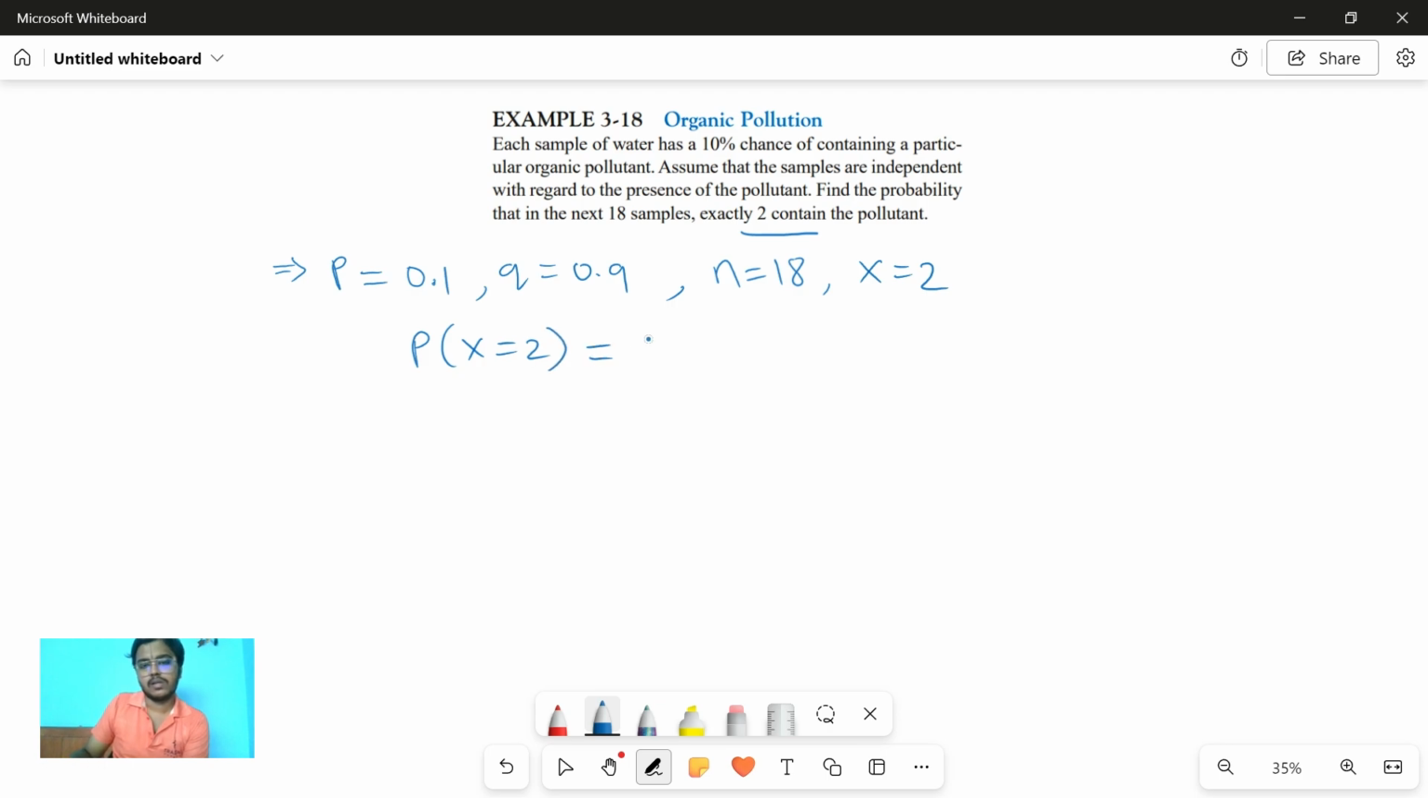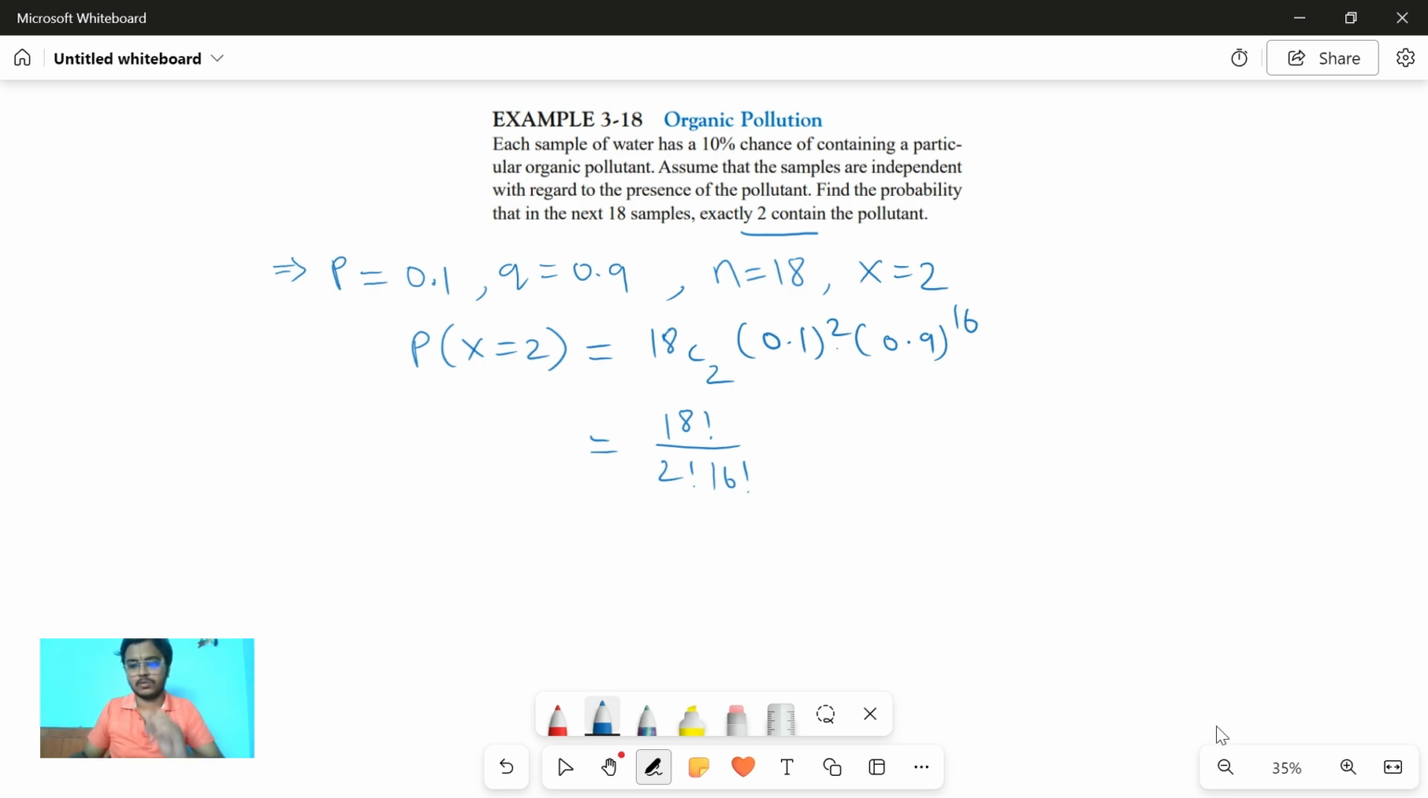Now that will be 18C2 times 0.1 squared into 0.9 power 16, correct? Because 16 plus 2 is 18. Now 18C2 is what? I'll write first: 18 factorial by 2 factorial into (18 minus 2) factorial, which is 16 factorial, correct? Now I will take the calculator. I'm not sure if the calculator is visible to you, but you can calculate it on your own.